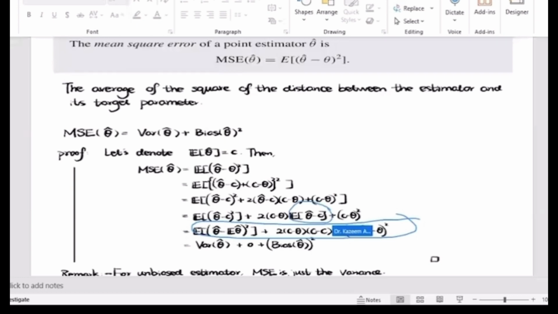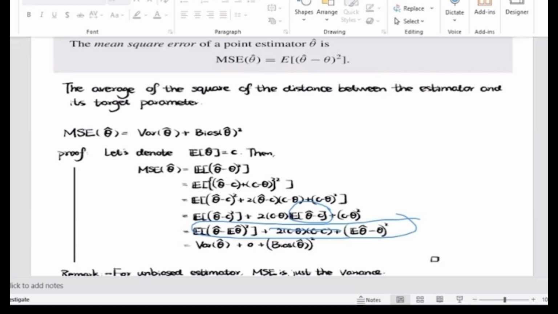Here, the expected value of theta cap we've been given to be C. Did you see how it disappeared? This now becomes C minus C. And what happened to what you have in the middle? It's actually 0. Do you see that now? We are now left with this guy and this guy.